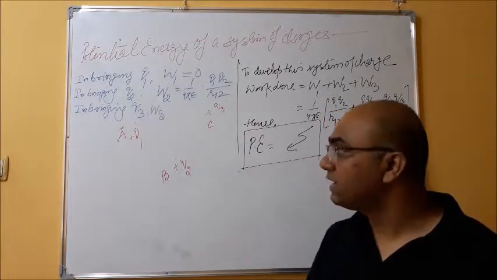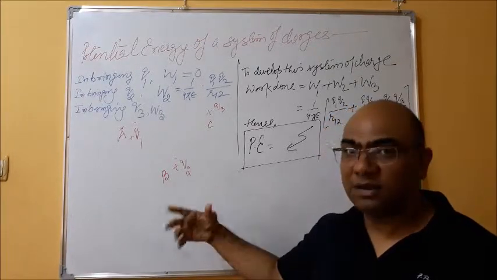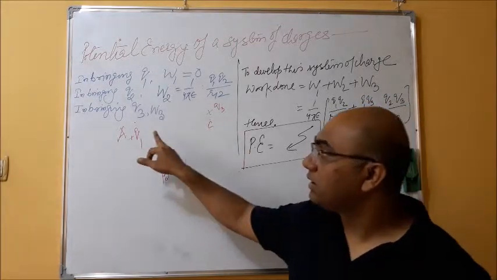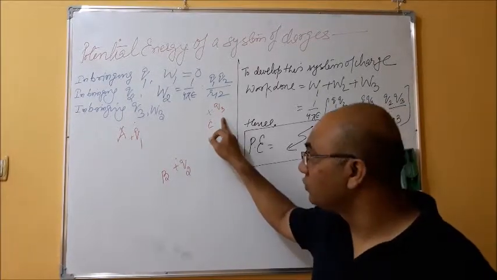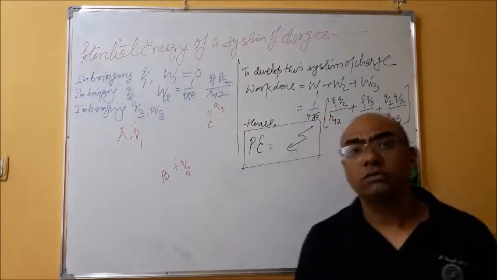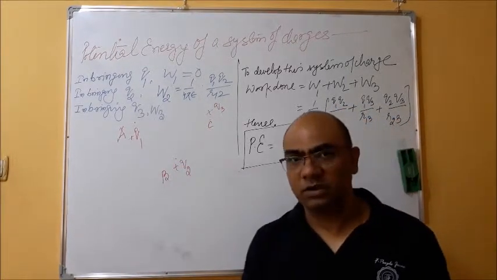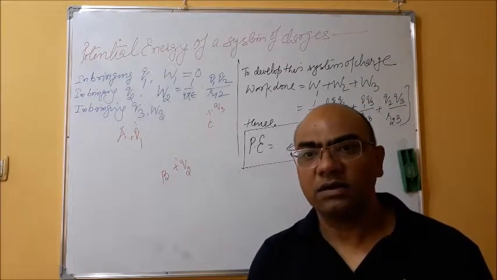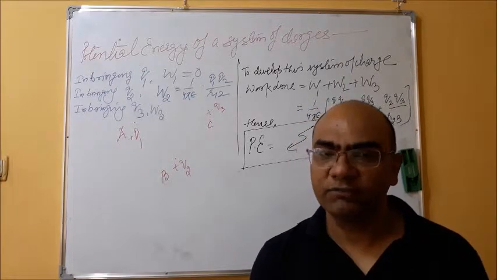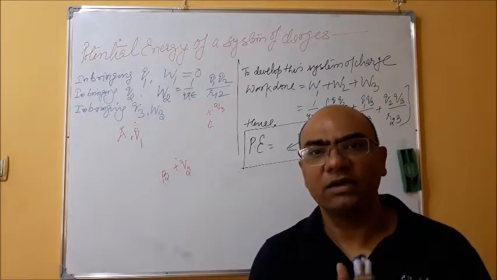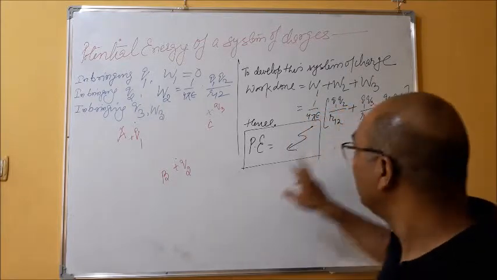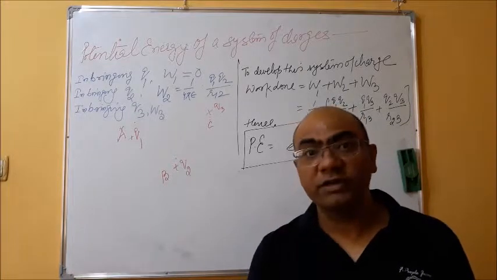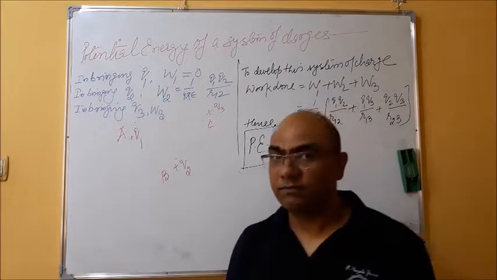If I do the same thing in any other way, like first I bring this Q2, then Q3, and then Q1, or first I bring this Q3, then Q1 or Q2, the answer will remain the same, right? So what does it mean? It means it doesn't matter which charged particle you bring first, second, or third. The final result will remain the same. So this is independent of the sequence of the charges which you are bringing from infinity.